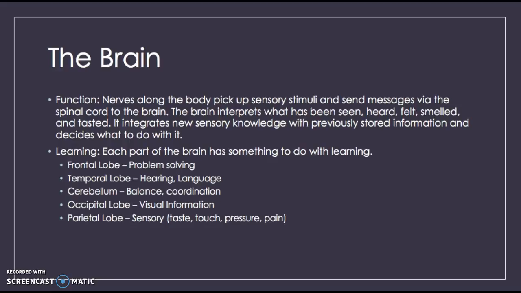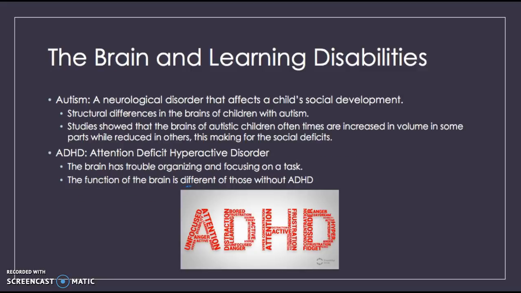So for learning, each part of the brain has something to do with it. Some of the anatomy would be that the frontal lobe is for your problem solving. Your temporal lobe is for your hearing and language. The cerebellum is balance and coordination. Your occipital lobe is your visual information. Your parietal lobe is your sensory, so your taste, touch, pressure, and pain.